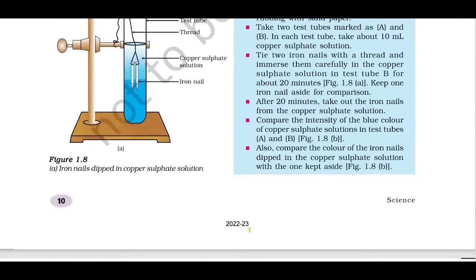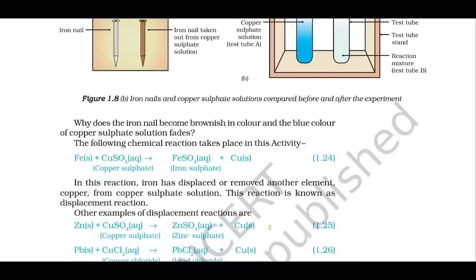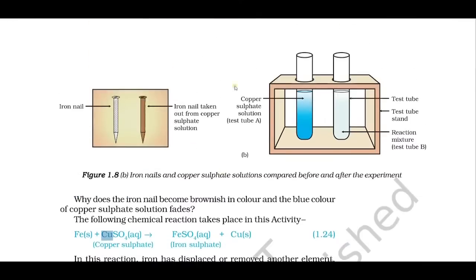Again, displacement reaction. What is a displacement reaction? A highly reactive element displaces the less reactive element. Here, iron is more reactive than copper. That means copper is displaced by iron. That is FeSO4 plus Cu.